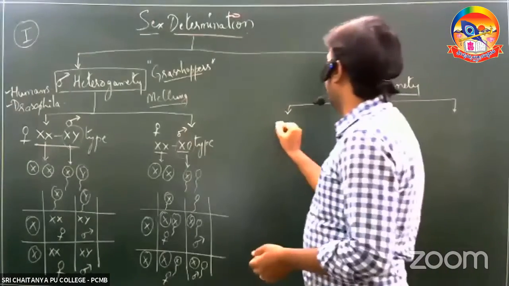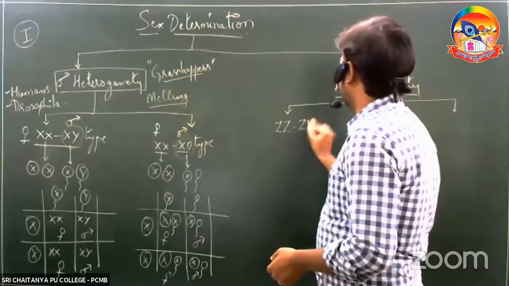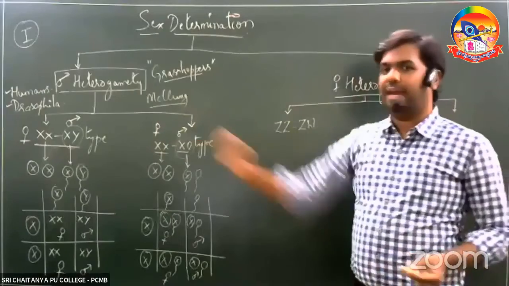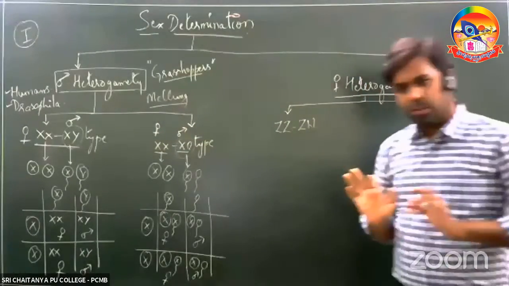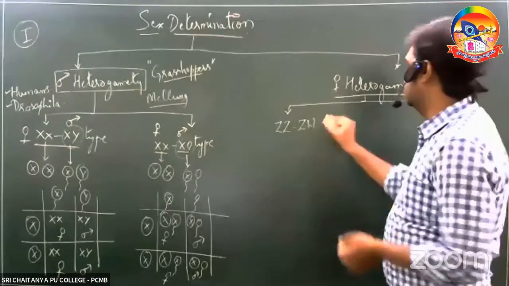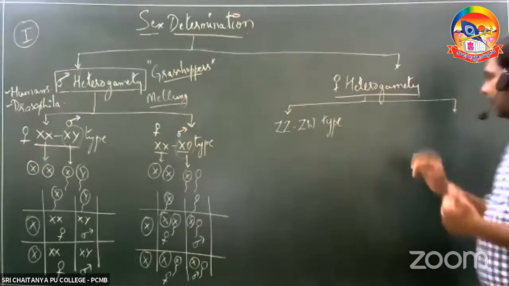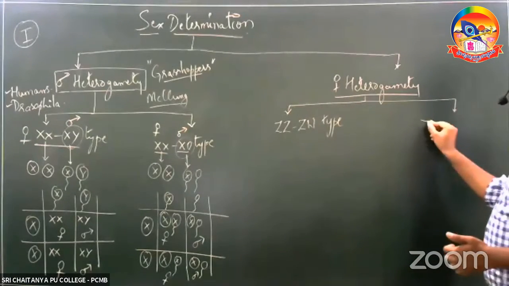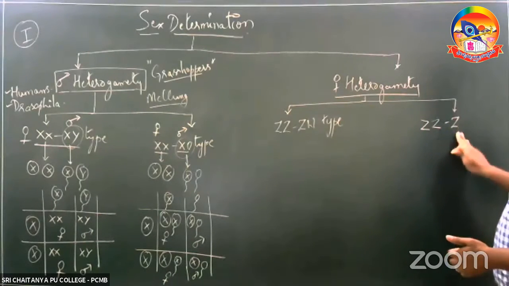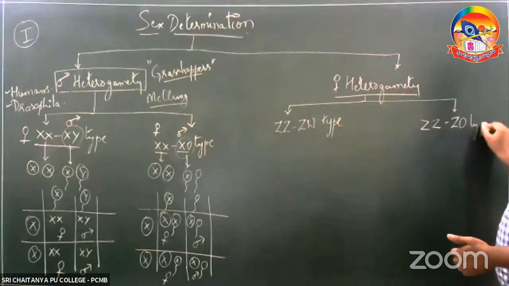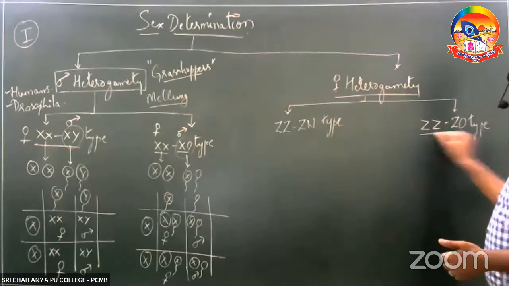So the first one we have would be the ZW type of sex determination. Z represents X, W represents Y. Simple. That's it, nothing much difference here. So the first type would be the ZW type of sex determination. The second one would be the same thing again. It would be the ZZ and Z0 type of sex determination.